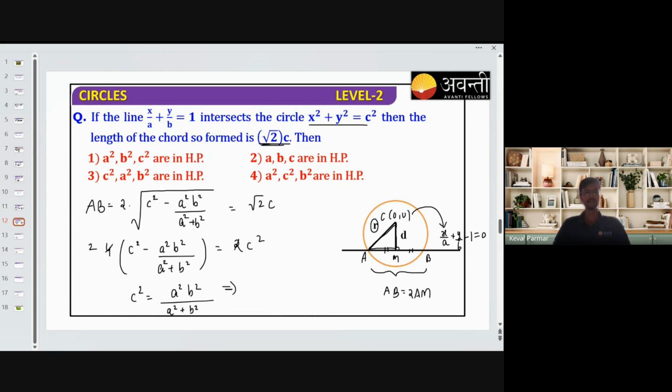Or you can write it as 1 upon c square is equal to 1 upon a square plus 1 upon b square. What does this mean, guys? That means a square, b square, c square are in HP. I think it is option 4, right? Because the middle term c square is equal to the reciprocal of the sum of the first and third. So I think the answer is option 4.